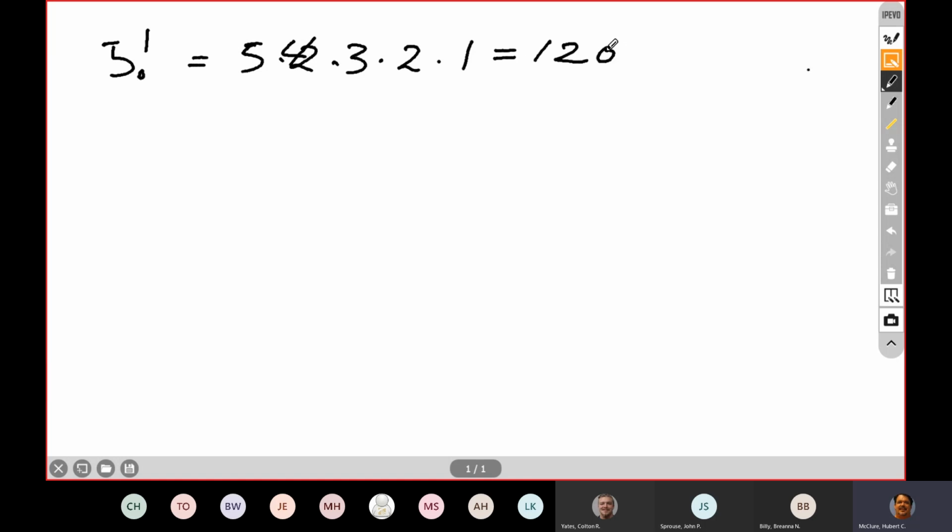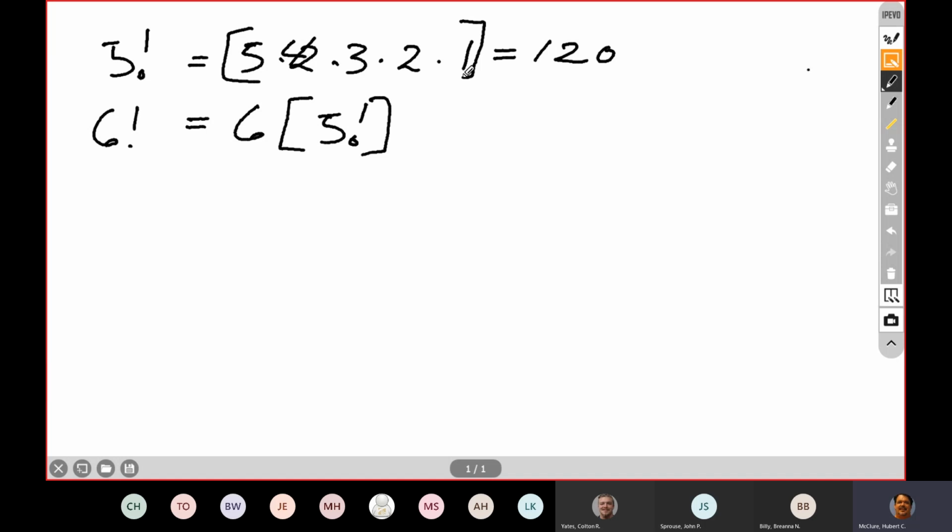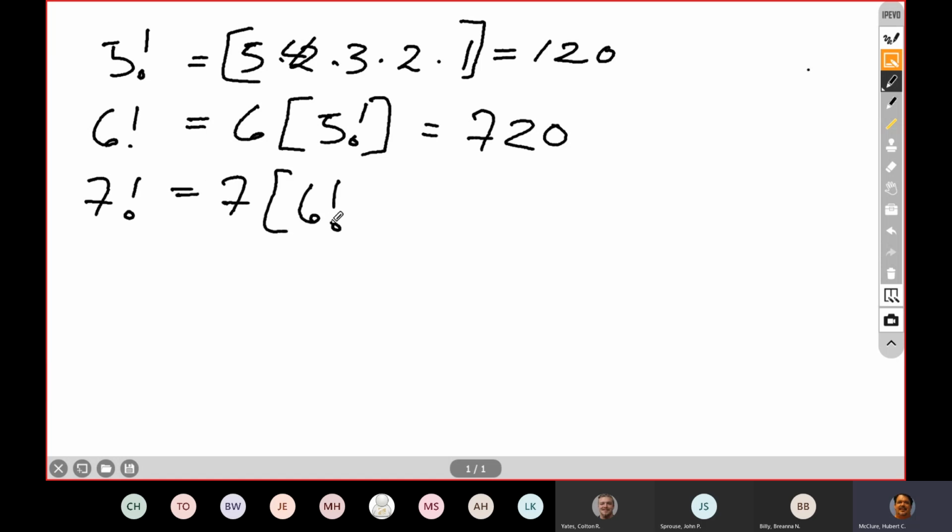Now, if I did 6 factorial, that would be 6 times 5 factorial, which would be 6 times 120, which is 720. And if I did 7 factorial, that would be 7 times 6 factorial, which would be 7 times 720, 5,040. Somebody check my math. How do you check it?